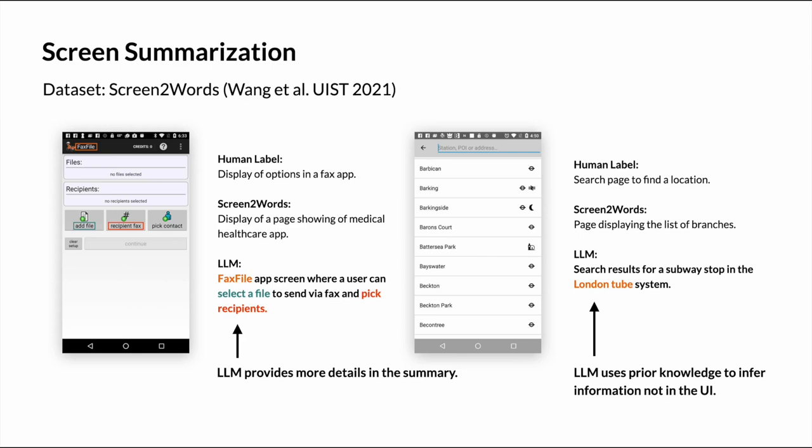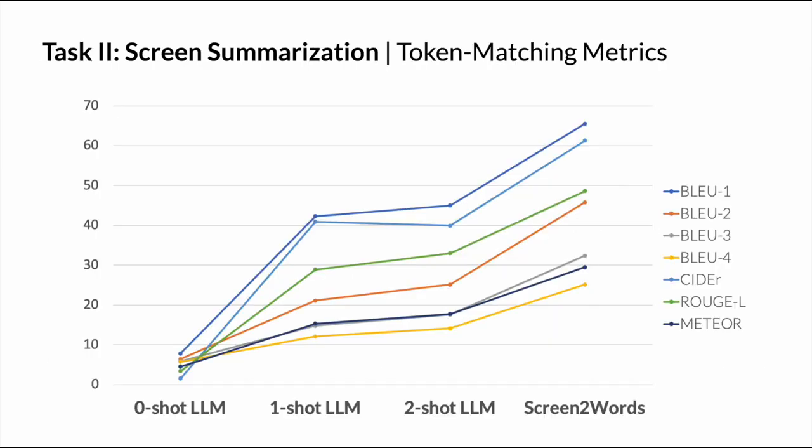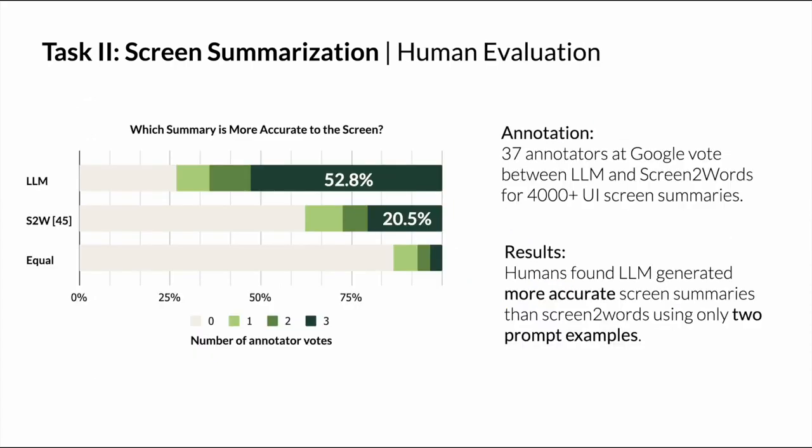For example, the right screen does not contain the word London Tube, but the LLM inferred the stations belong to it. When evaluated against token matching metrics reported in the original paper, the large language model generally underperformed Screen2Words. This is inconsistent with the summary quality that we observed. Therefore, we conducted a human evaluation asking annotators to vote between LLM and Screen2Words summaries. The results showed that LLM summaries are way more accurate than the Screen2Words model trained with massive datasets. This shows the limitations of existing metrics in properly reflecting the human perceived quality of summaries.